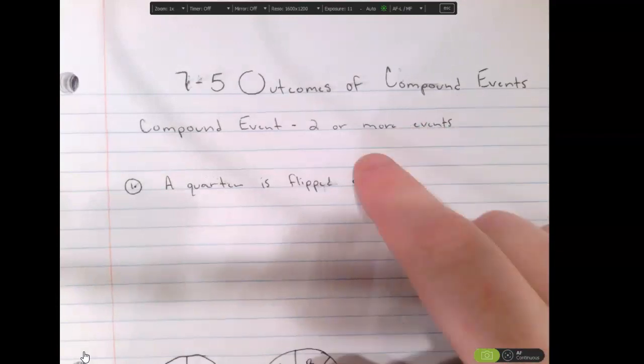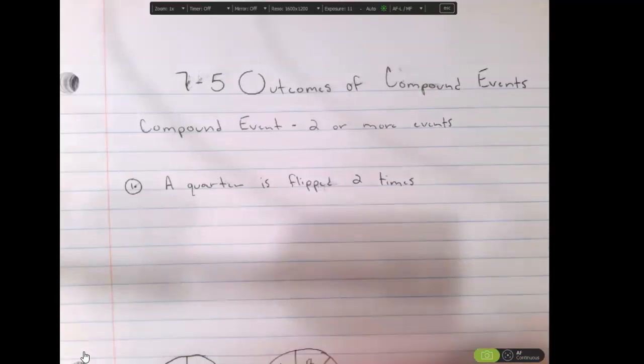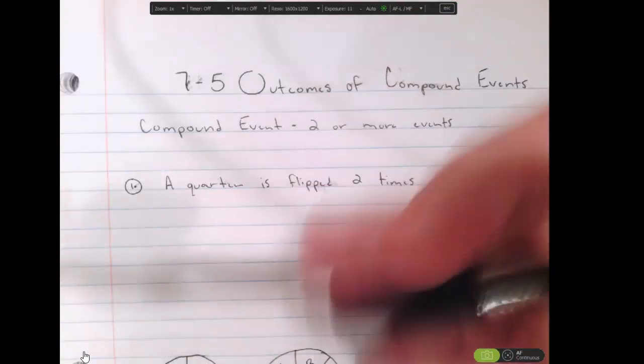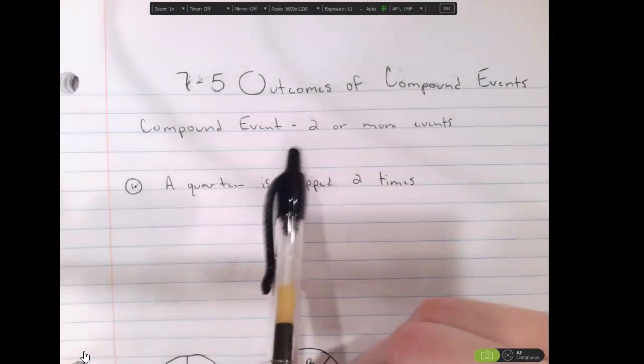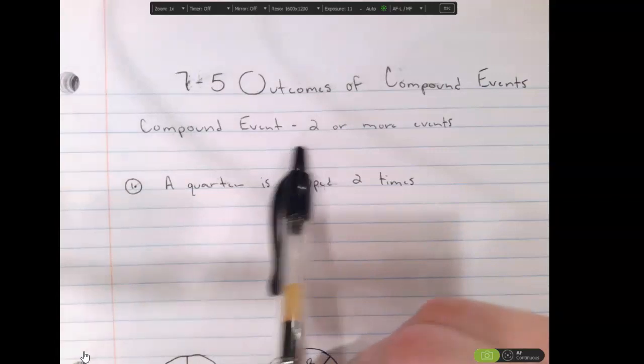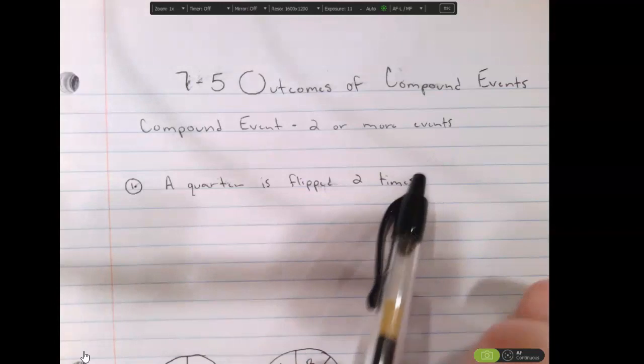So we're still working with probability. So again, probability of flipping a coin. Options are heads and tails. Probability of heads, 50%. It's 1 over 2. I think we're all kind of on the same page with that. We're looking at compound events today. So a compound event is where we have 2 or more events happening at one time.